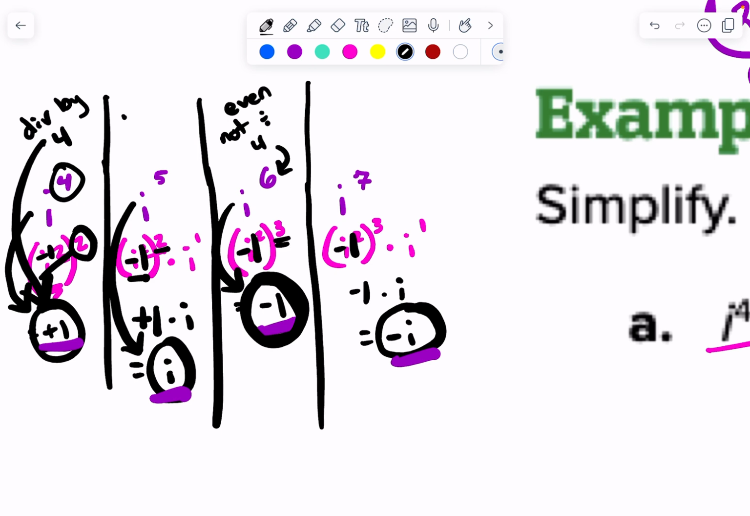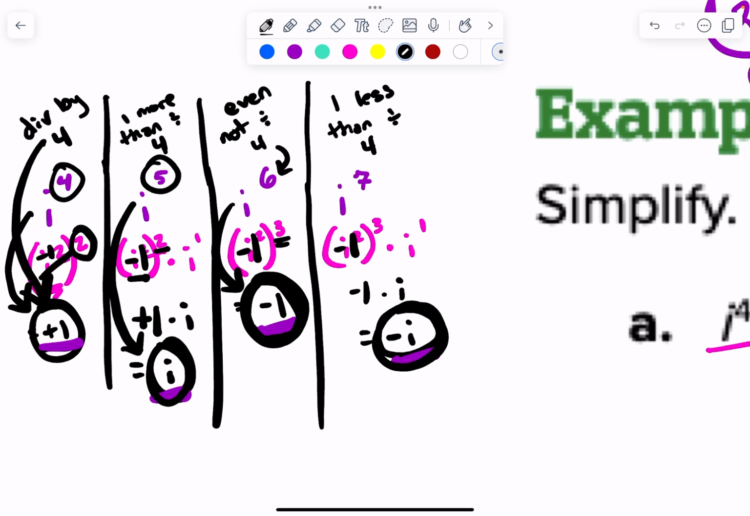If it's 1 more than a number divisible by 4, like 5, right? 5 is 1 more than a number divisible by 4. It's going to be +i. And if it is 1 less than a number divisible by 4, like 8 would be divisible by 4, it's 1 less than a number divisible by 4, it's going to be -i, right? Because less than means minus, and more than means plus, +i.